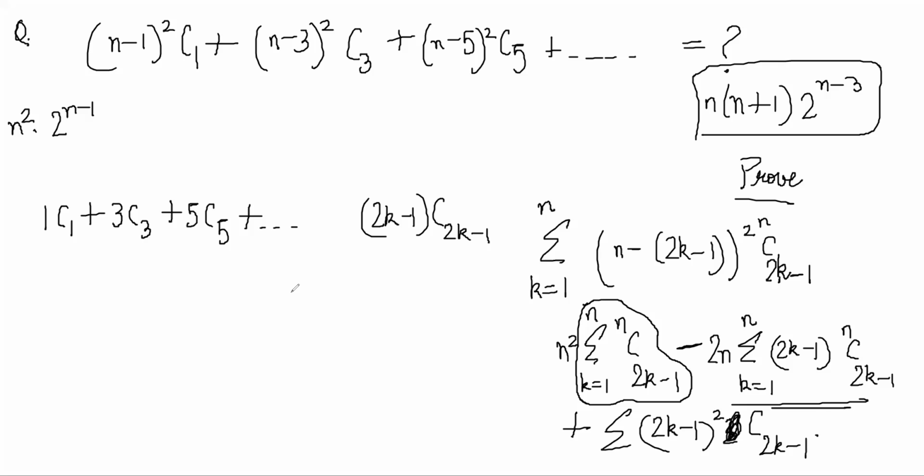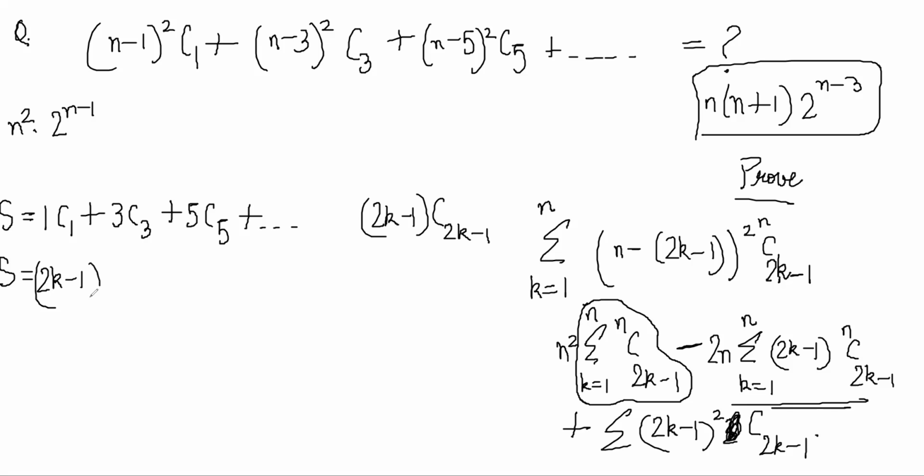If your series was still 2k, this would have been the thing, right? So why don't we let's say this is equal to s, and let's invert it.